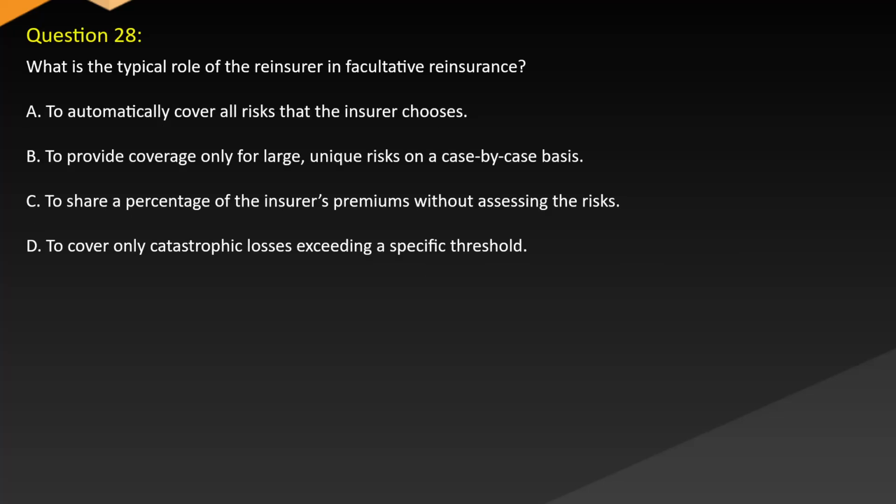Question 28. What is the typical role of the reinsurer in facultative reinsurance? A. To automatically cover all risks that the insurer chooses. B. To provide coverage only for large, unique risks on a case-by-case basis. C. To share a percentage of the insurer's premiums without assessing the risks. D. To cover only catastrophic losses exceeding a specific threshold.